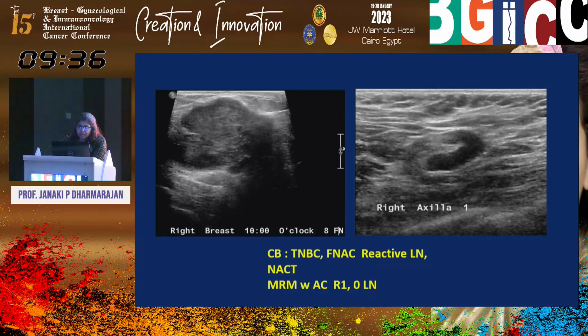So she was given NACT. She subsequently underwent mastectomy in view of the initial large size of presentation. And she had residual disease, but the lymph nodes were negative.